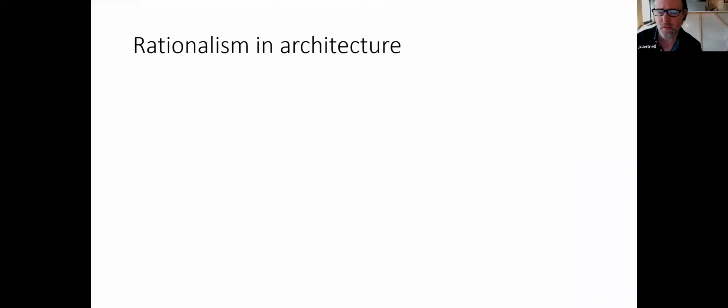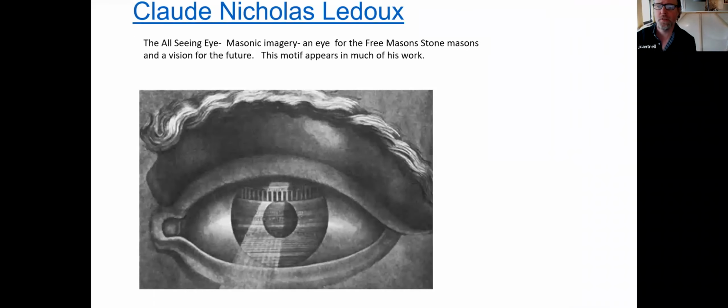But we're going to start talking about rationalism in architecture, roughly due to Claude Nicolas Ledoux. I'm sure you guys have probably seen this incredible drawing. This is a drawing he created while working on many of his projects. This is kind of a symbol that he uses throughout his projects. It's called the all-seeing eye.